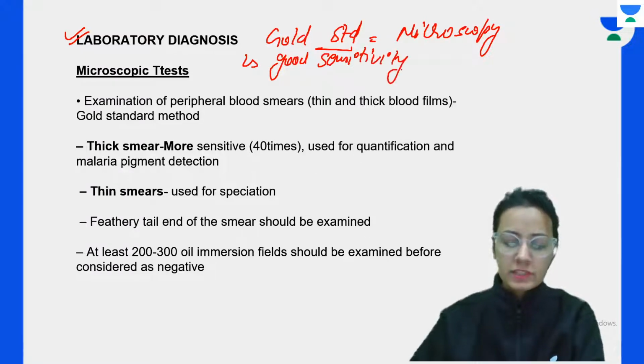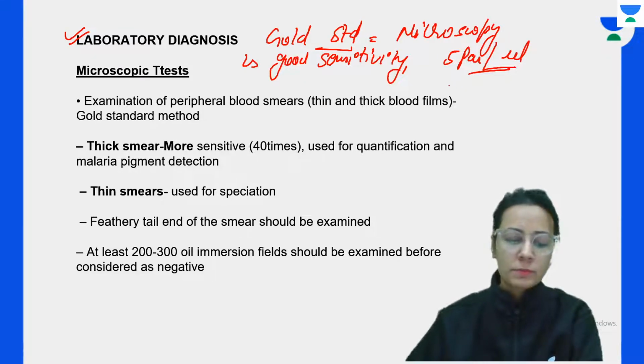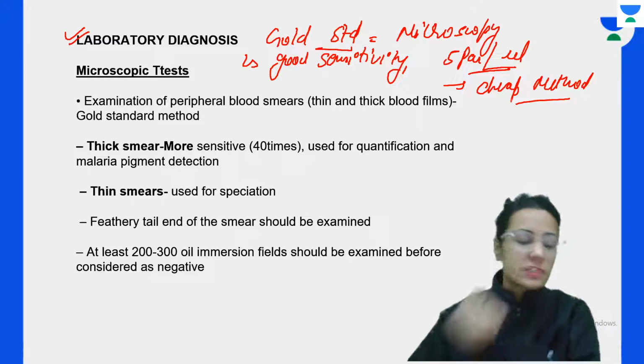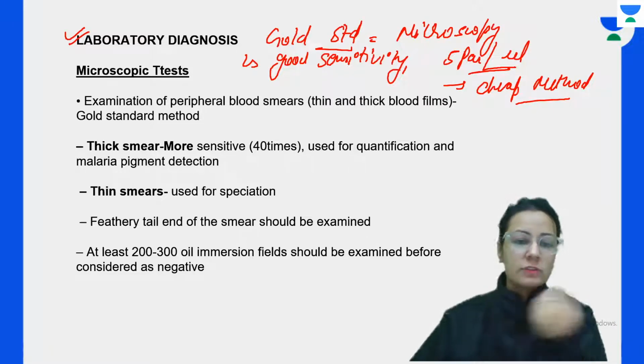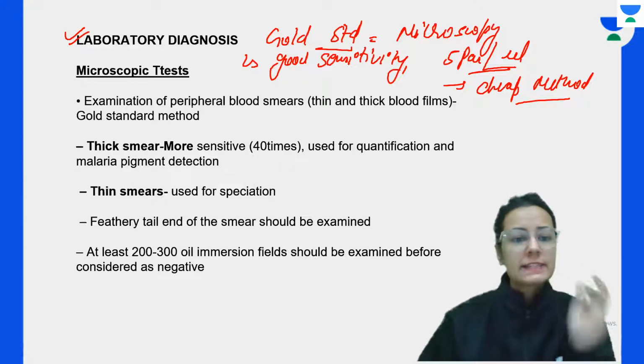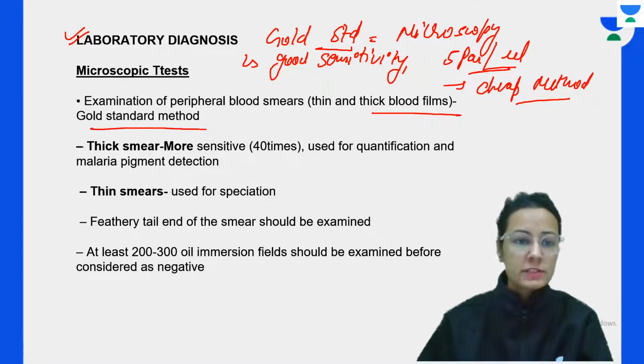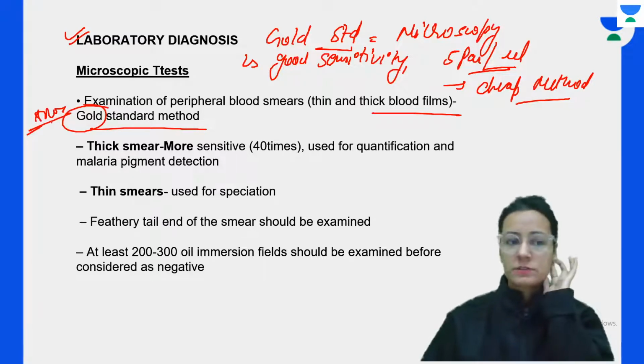It detects around 5 parasites per microliter of blood, and it is a cheap method for species identification and for quantification of the parasitemia. Now, examination of the PBF, that is thin and thick blood films. Very important, microscopic tests are the gold standard methods for malaria.